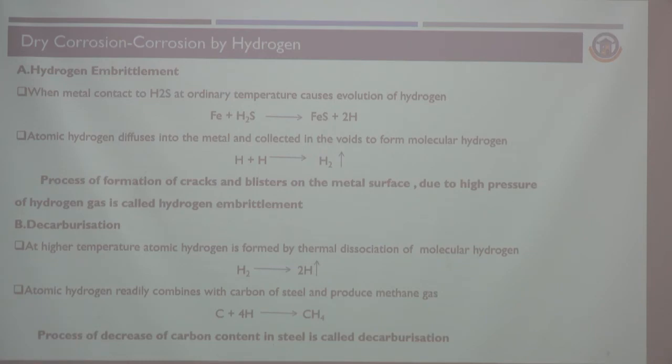And the second one is decarburization. In this case, it occurs at higher temperature. Here, the atomic hydrogen is formed by thermal dissociation of molecular hydrogen. In this slide, we can see that the atomic hydrogen formed due to thermal dissociation comes into contact with the carbon present in the steel and produces methane gas. So this methane gas, once produced, will decrease the percentage of carbon present in the steel. So this is called decarburization.